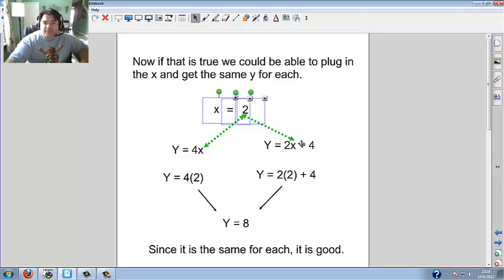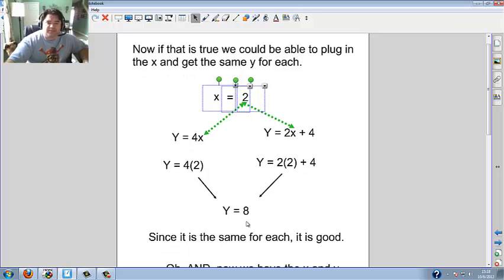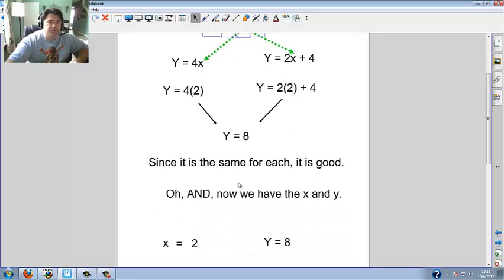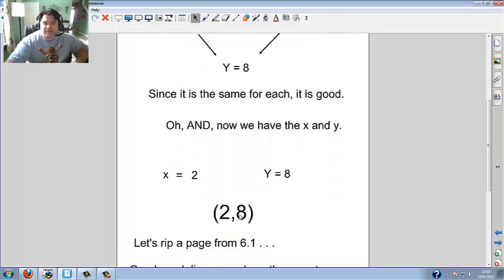Let's try the other side. Y equals 2x plus 4. Well, 2 times 2 makes 4, and plus 4 more also makes 8. Since it's the same for each, this is a good solution. So we have the x and y. When x is 2, y is 8. This becomes a coordinate pair.